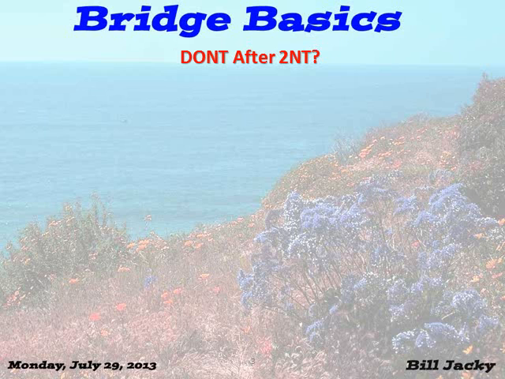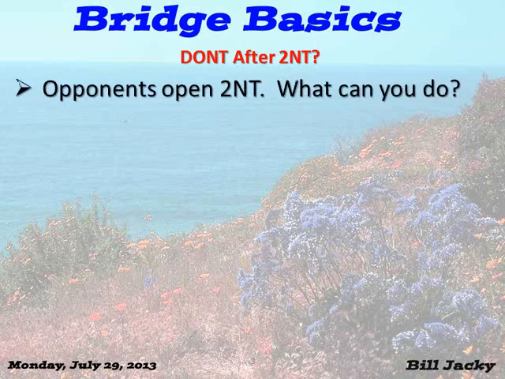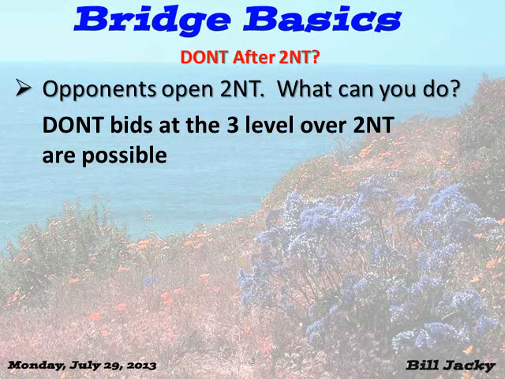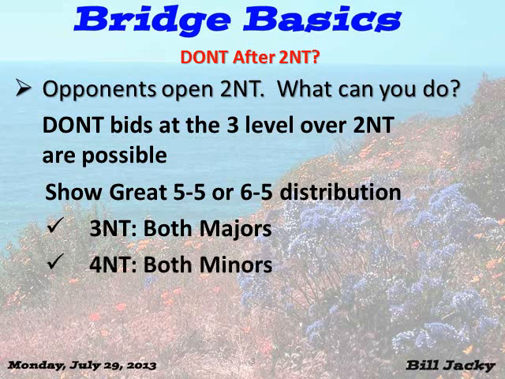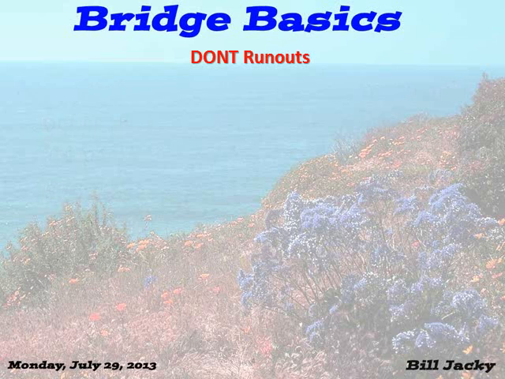Can you use don't after a two no-trump opening? Well, of course you can. Little different. What can you do? Don't bids at the 3 level over 2 no-trump are possible. Agree with your partner the following. Show a great 5-5 or 6-5 distribution when you do it because the opponents are strong. 3 no-trump shows both majors at least 5-5, while 4 no-trump shows both minors. There you have it. Let's talk about don't runouts.